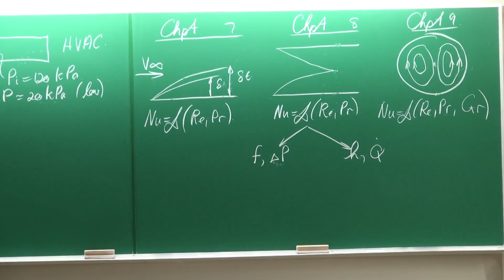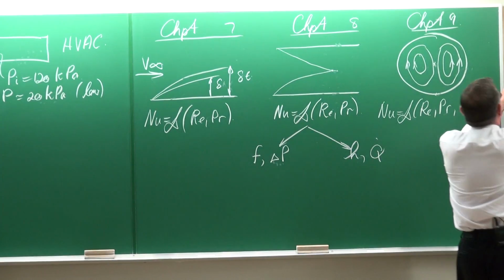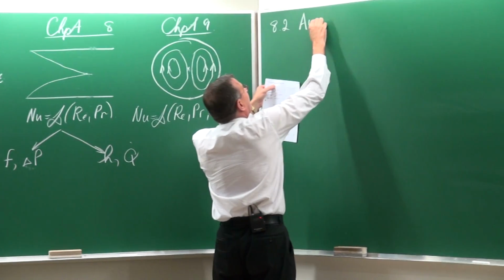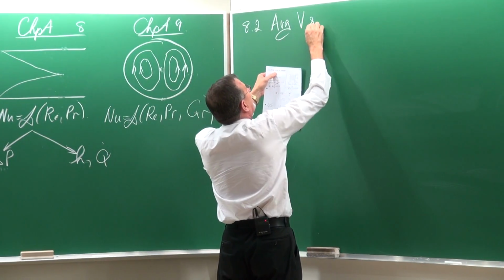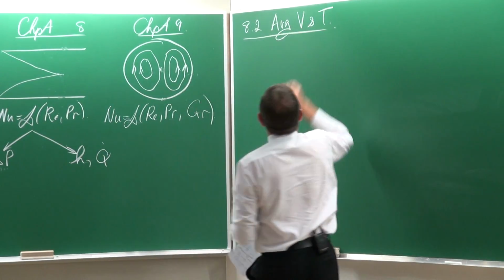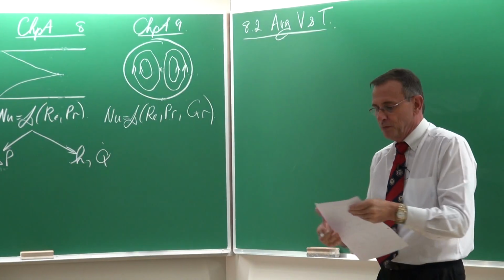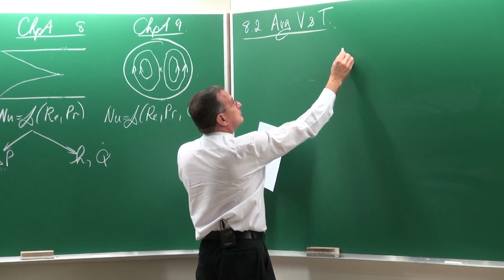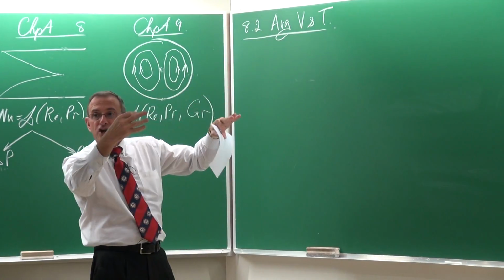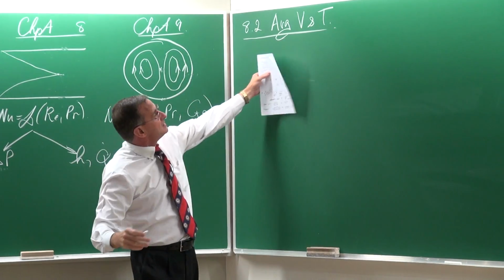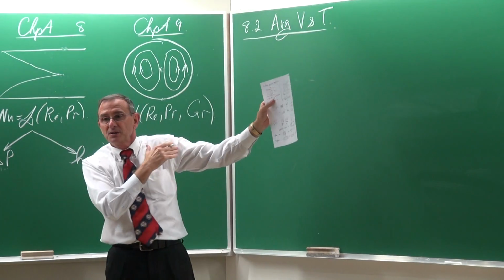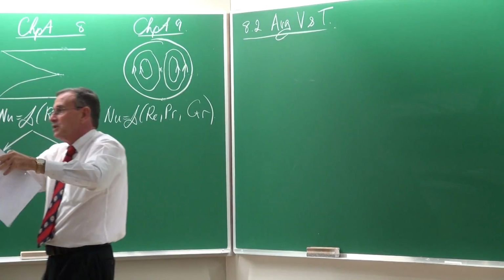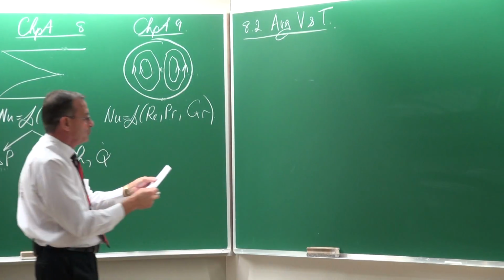Paragraph 8.2 is on the average velocity and temperature. Average velocities and temperatures. Let's look at, if you can divide your page in two, I'm going to do on the left-hand side, the average velocities, and then on the right-hand side, the average temperatures, so that you can see the similarities between the two.